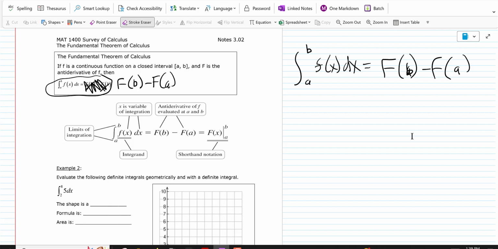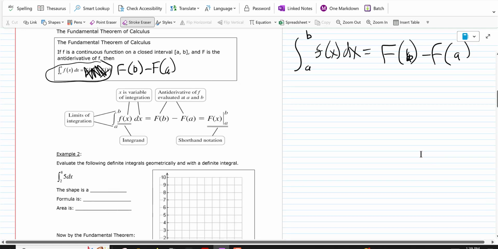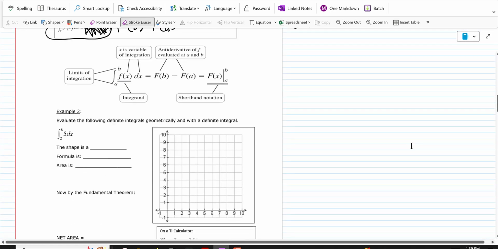But what you do is you plug in the b into the antiderivative and the a into the antiderivative, then you subtract the result. And I'll show you why you subtract. Example 2 below is an easy way to explain that. Okay, so let's go down to the bottom here, and this will begin to make a little more sense once I show some examples.